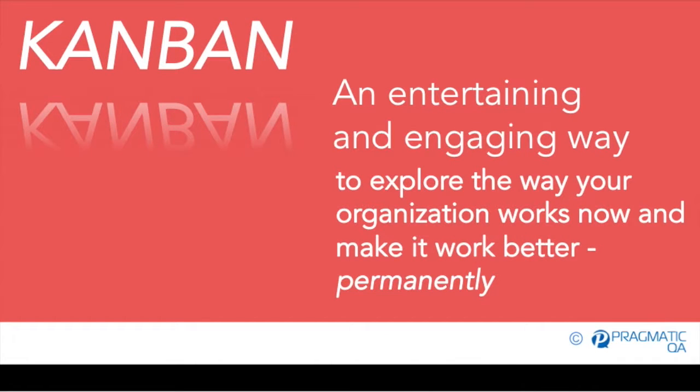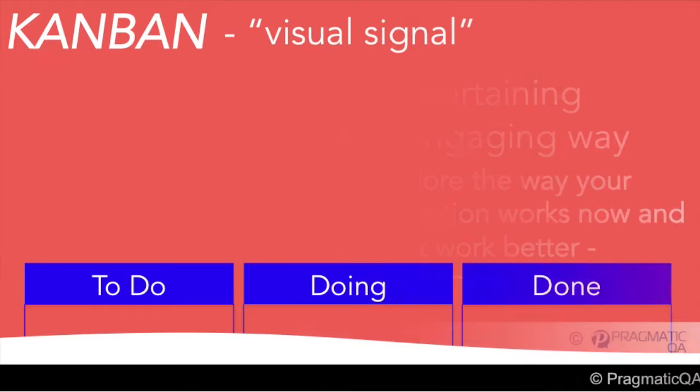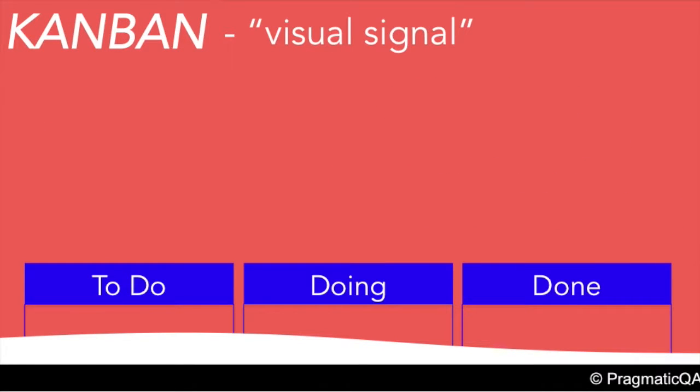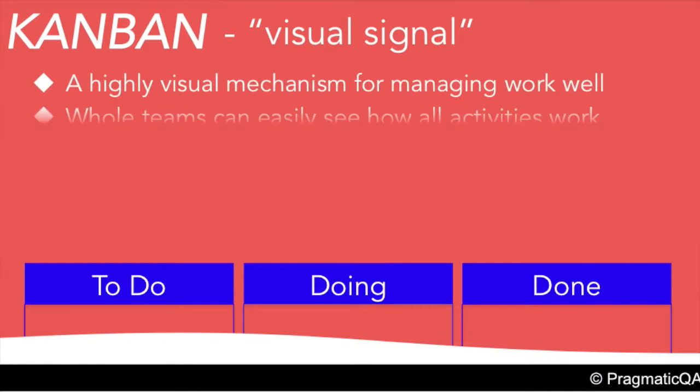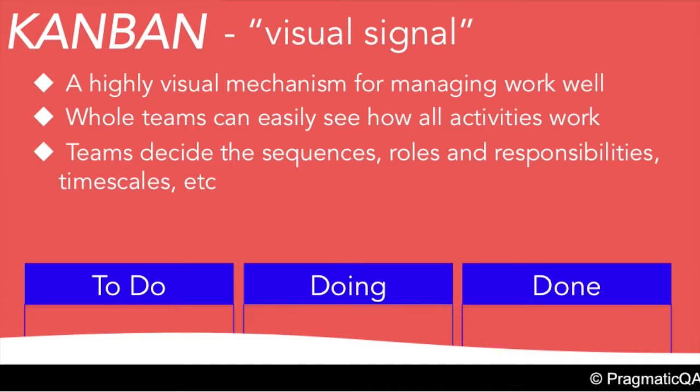Kanban, an entertaining and engaging way to explore the way your organisation works now and make it work better, permanently. Kanban means visual signal from the Japanese. It's a highly visual mechanism for managing work well. Whole teams can easily see how all activities work together. Teams decide the sequences, roles, responsibilities and timescales.